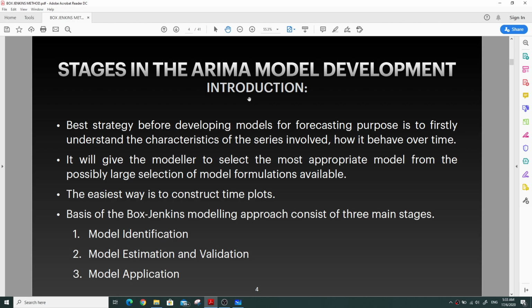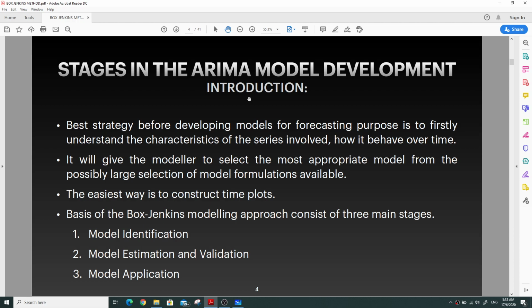Before we begin, it is best for us to see the characteristics of our data series first, because the Box Jenkins method will consider our series to be stationary. The stationarity we already discussed in the last topic: what are the differences between stationary and non-stationary series and so on.